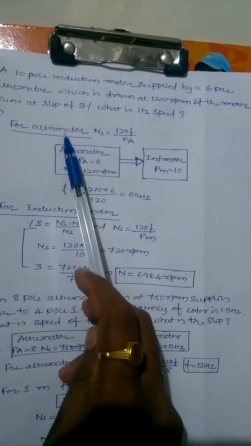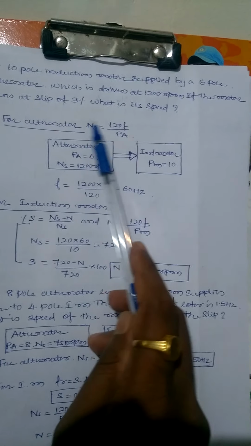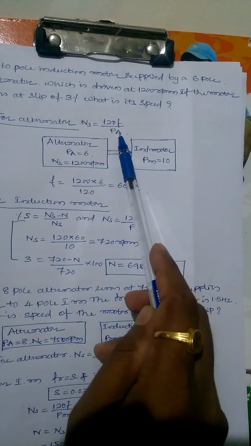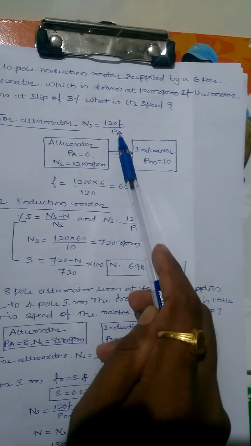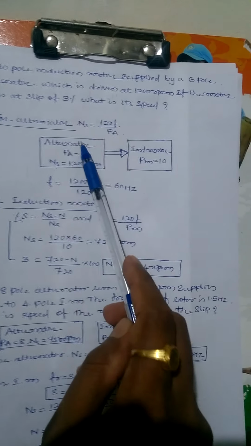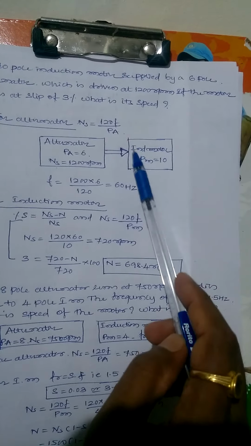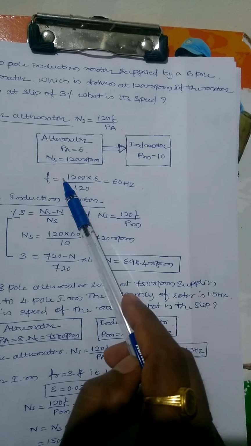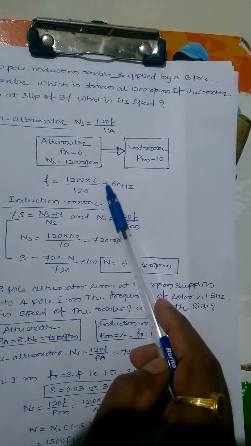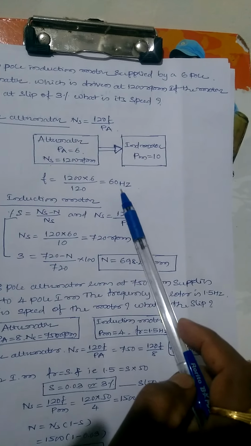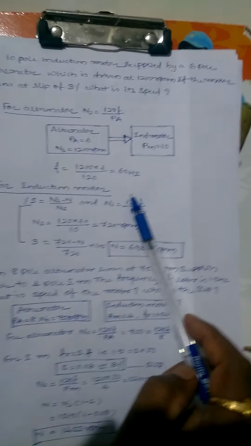Here also two cases, one is the alternator, another is the induction motor. Alternator: Ns equal to 120f by Pa. We consider Pa with respect to the alternator pole. Alternator Pa equal to 6, Ns is 1200 rpm, already given in the problem. Induction motor, the pole is 10. First you calculate frequency: 1200 into 6 by 120, that is 60 Hz for the alternator.